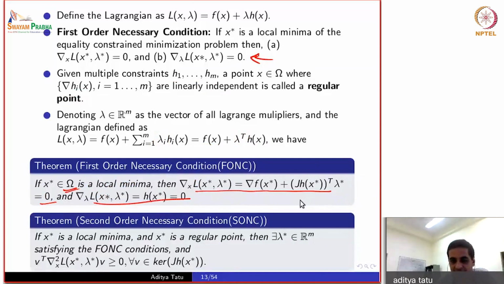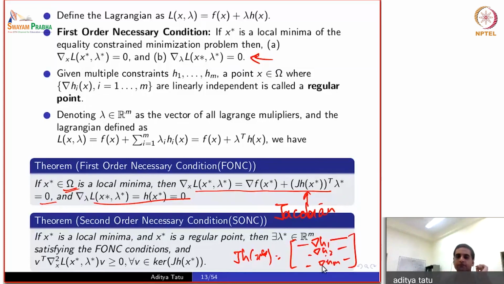What is this matrix? I hope all of you know. This is what is called the Jacobian matrix. The Jacobian matrix would have the gradient vectors of each function in the rows, so keep that in mind. The Jacobian of h at x star would look like this: the gradient of the first would be over here, gradient of the second would be here, up to the gradient of the mth.